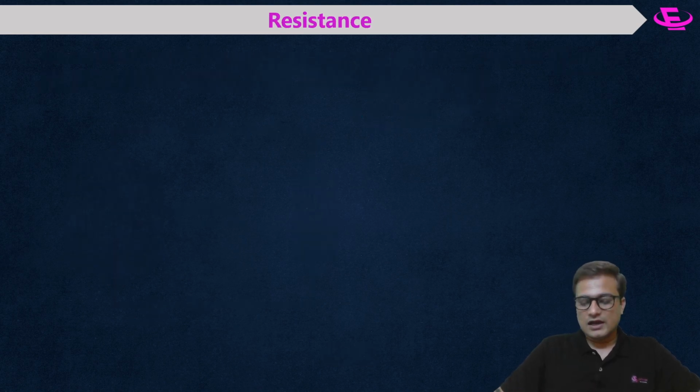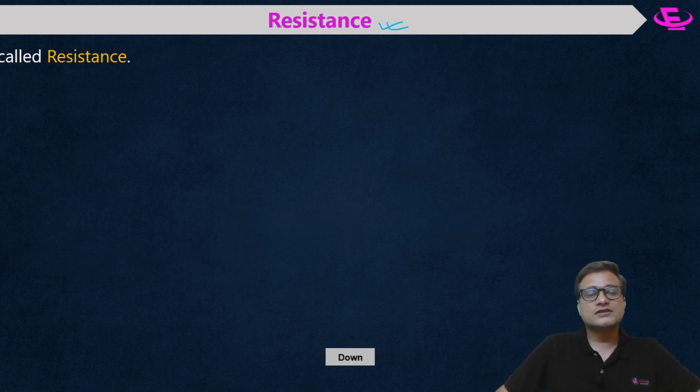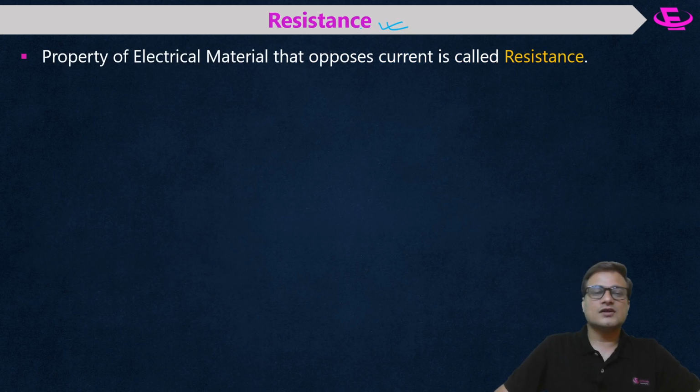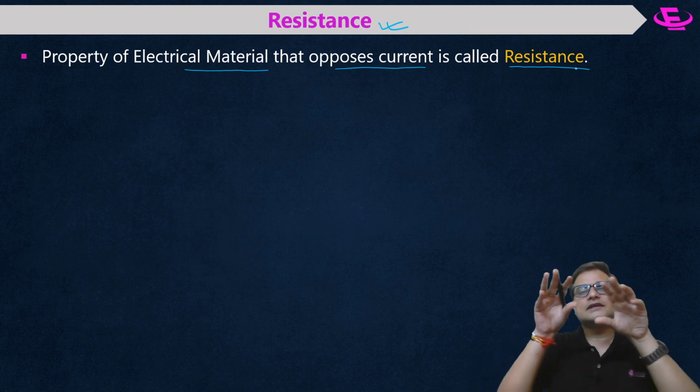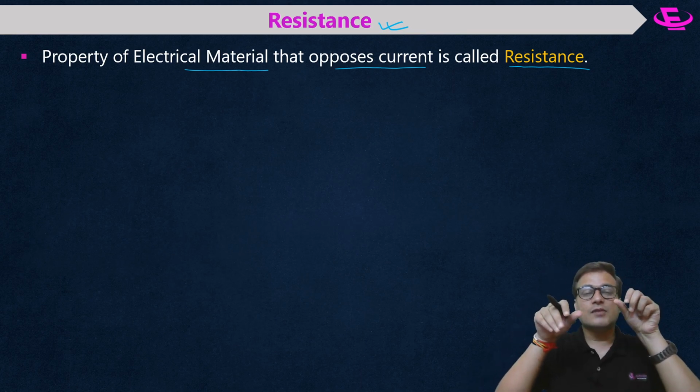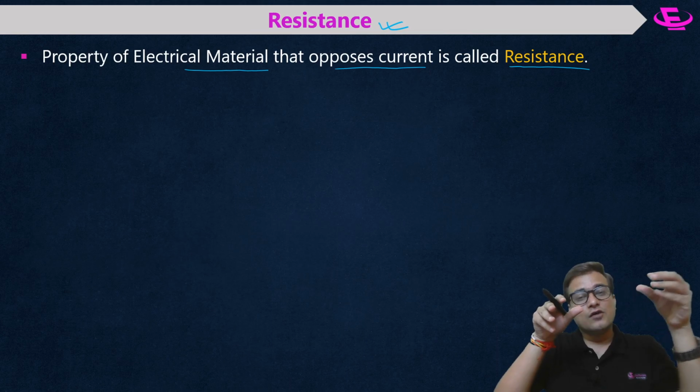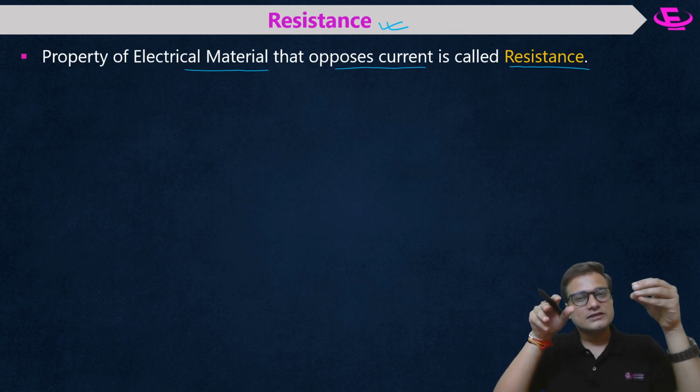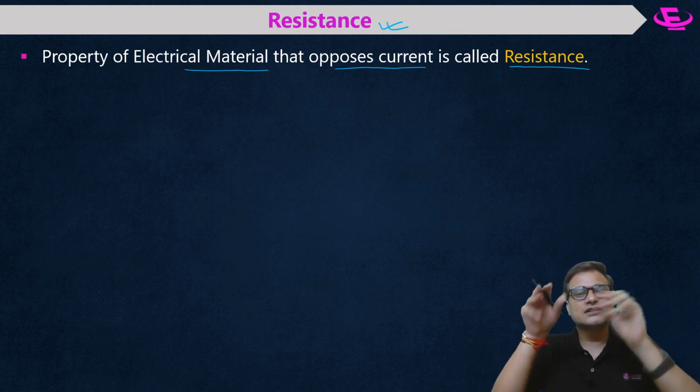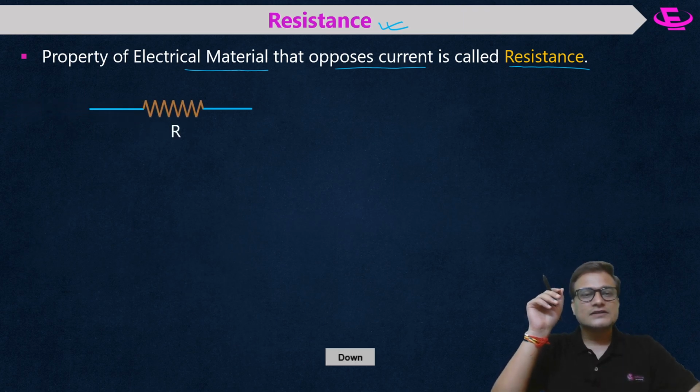Next, let us define resistance. Let us discuss resistance. This is very important. So what is resistance? It is the property of electrical material that opposes current. That means it is such a property of electrical material that opposes the flow of charges, or simply you can say that it opposes current.